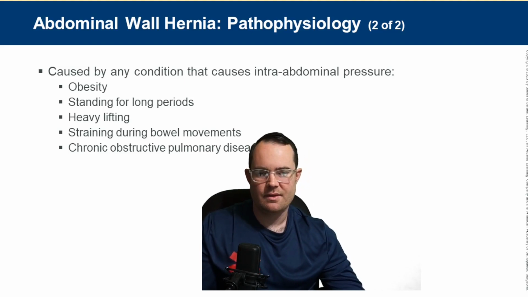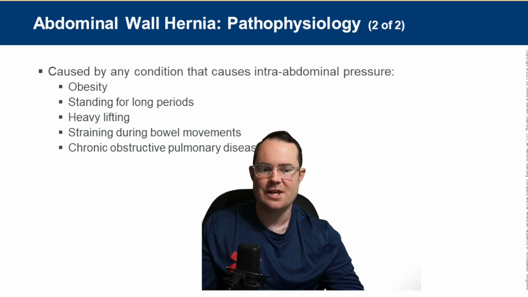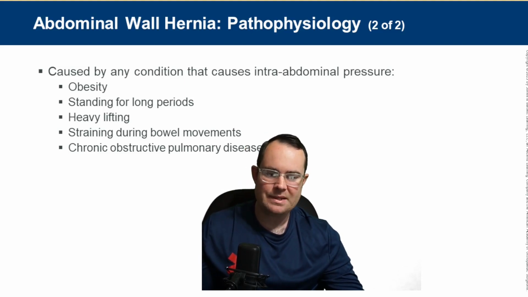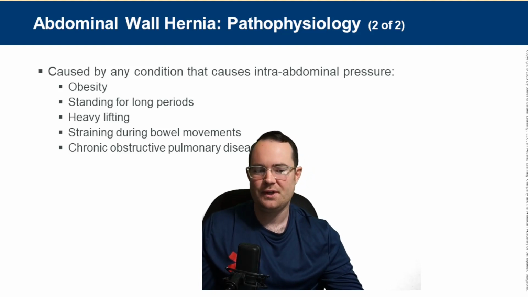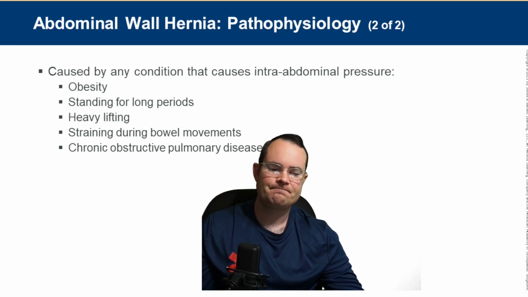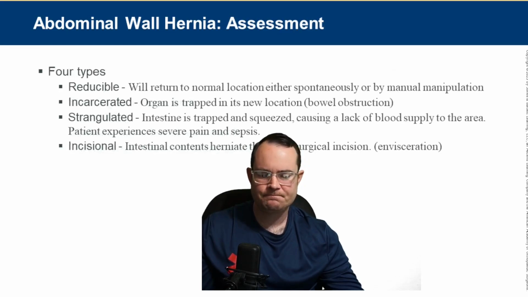It says the hernia is caused by a condition that causes intra-abdominal pressure. Could be obesity, standing for long periods, heavy lifting, straining during a bowel movement, and even COPD can play a role in abdominal wall hernias. That's an interesting one.